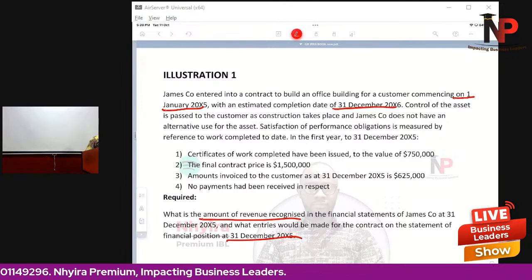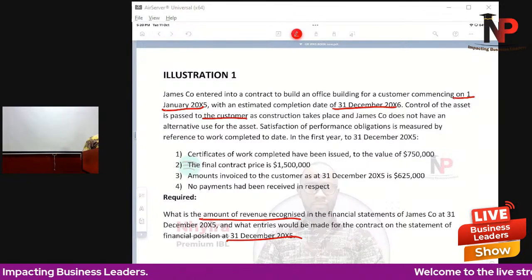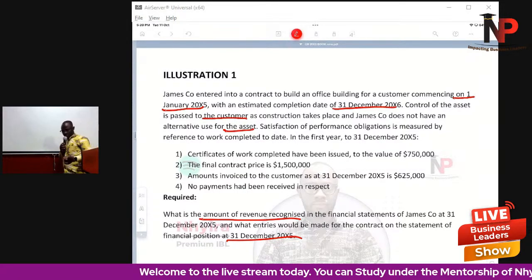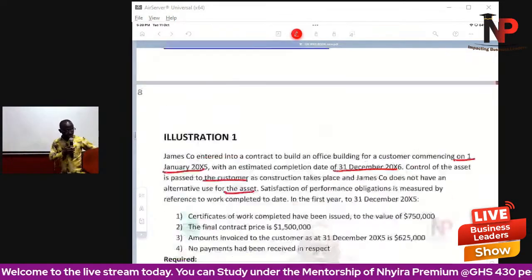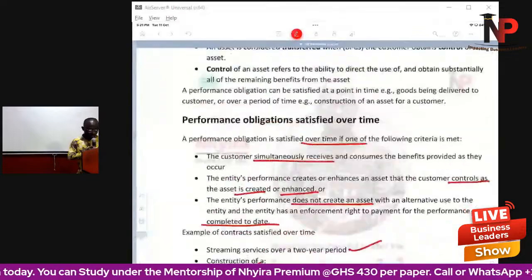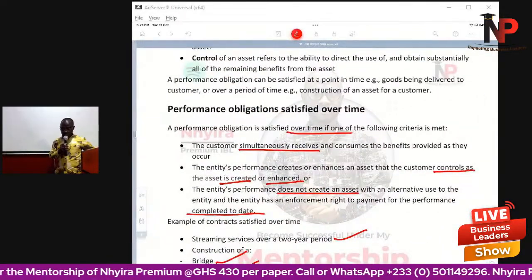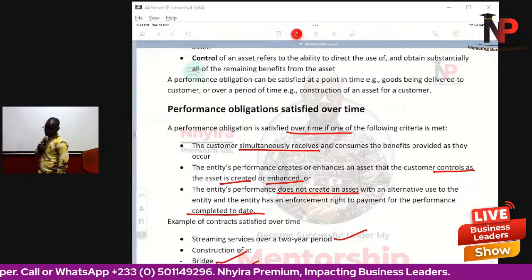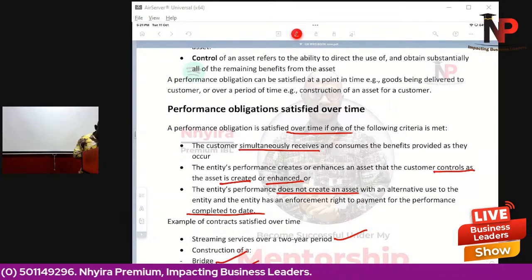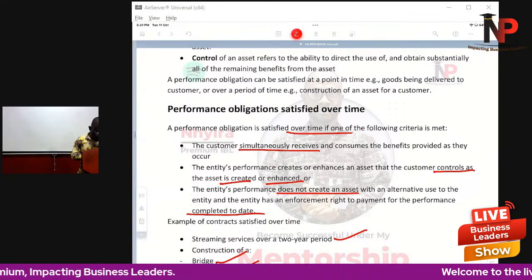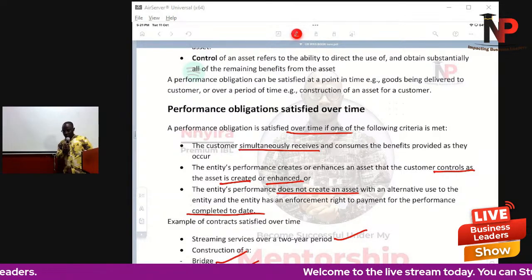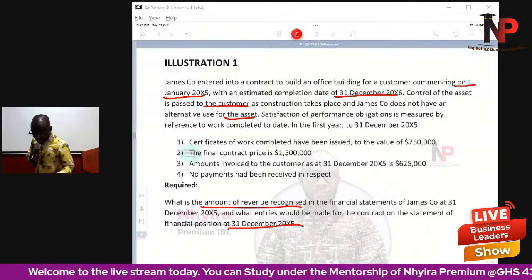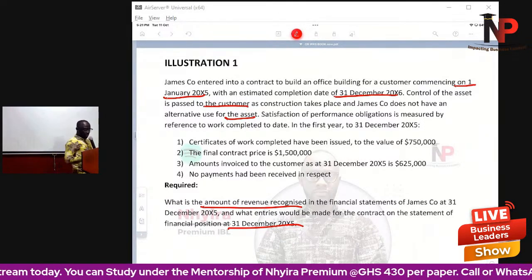Control of the asset is passed to the customer as construction takes place, and James Cole does not have an alternative use for the asset. Did you hear that? You remember in the introduction, we spoke about the recognition criteria. You remember that? Remember that in the second criteria, we said if one of these events are there, then it means performance obligation goes beyond one accounting year. So the entity's performance creates or enhances an asset that the customer controls as the asset is created. So the question here for James Cole meets that second criteria. Why? Because the customer controls the asset and we don't have any use of the asset.